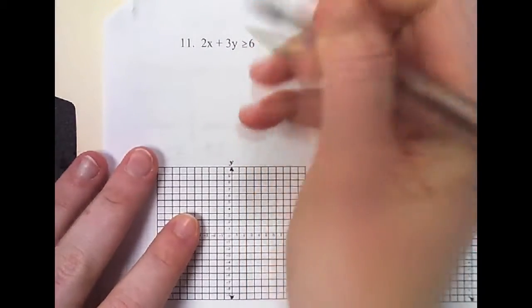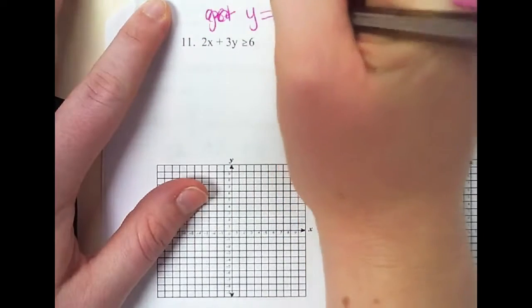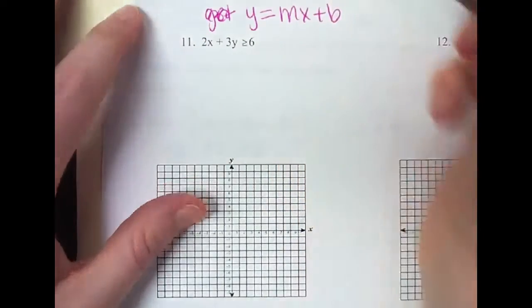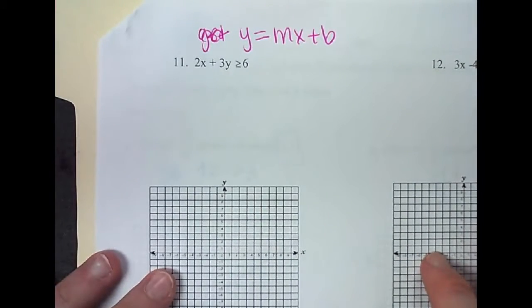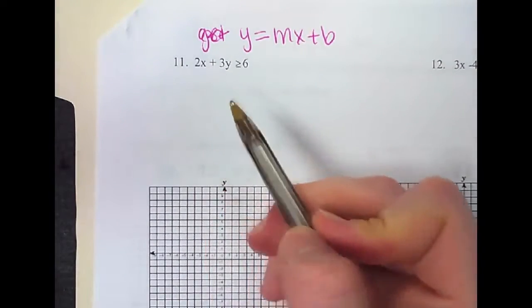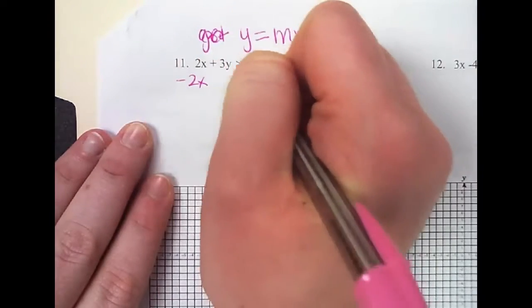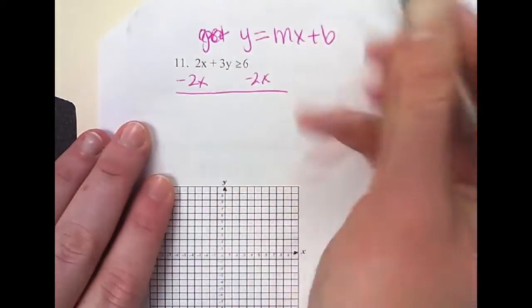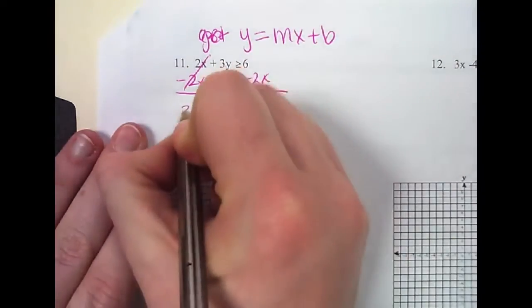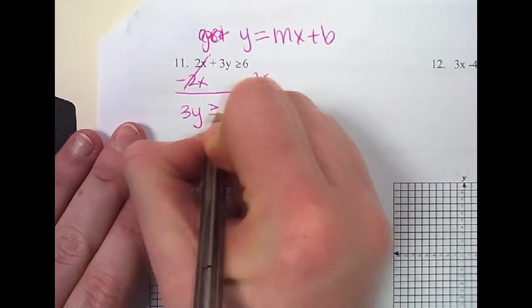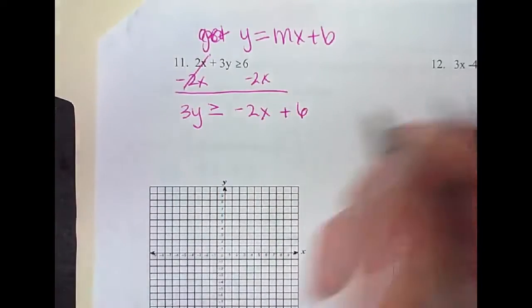Number 11, I want to get y by itself. We want it in y equals mx plus b form. So how do you get the y by itself on this one? What do you do first? Minus 2x to both sides. So that's gone. So 3y is greater than or equal to negative 2x plus 6.